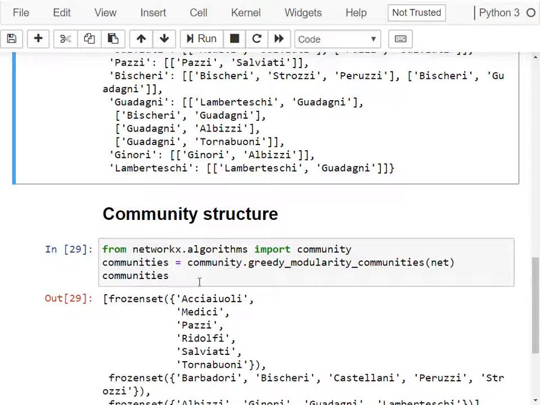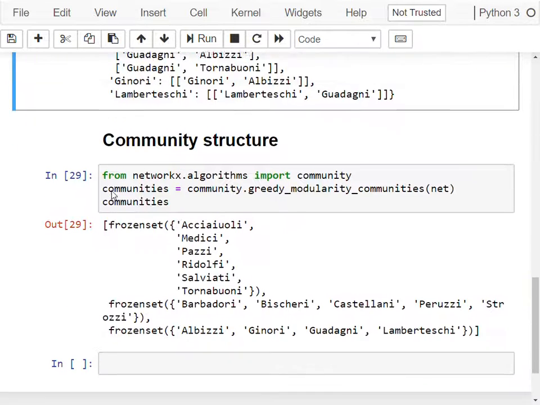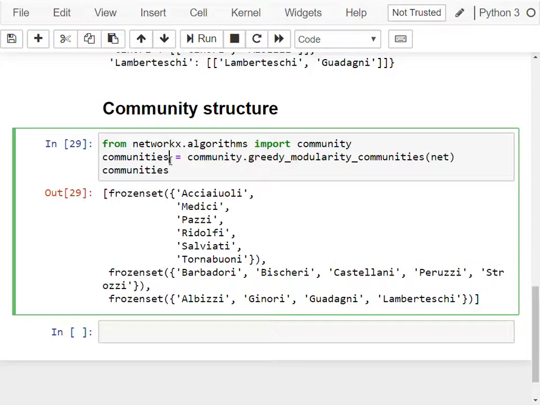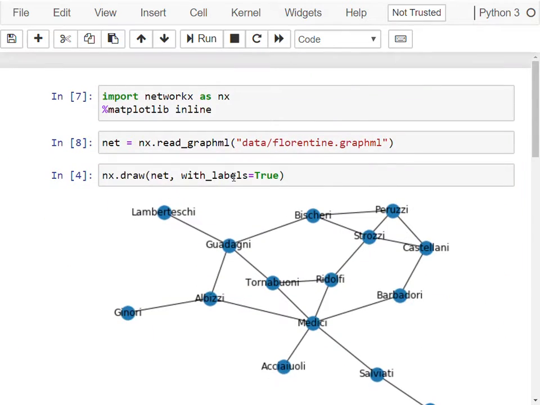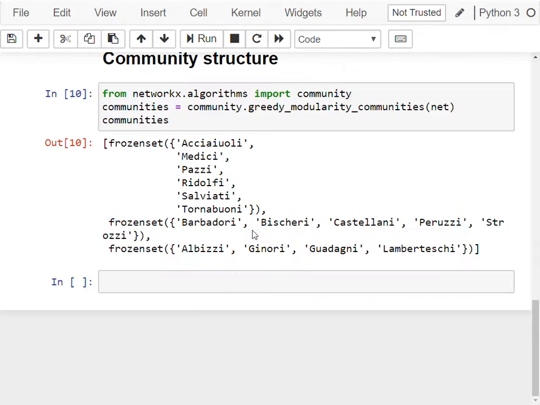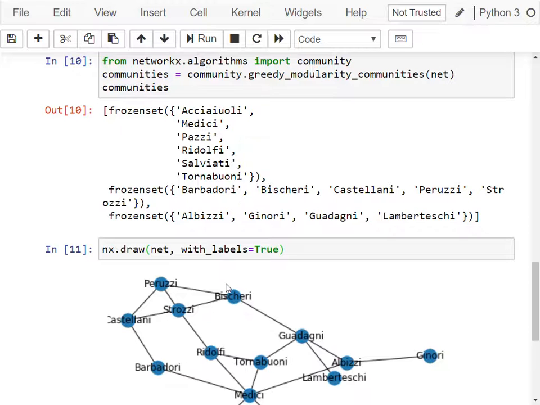We're going to just try one of them called the greedy modularity community algorithm. I'm just going to import the package community, which contains multiple of these algorithms, and we're going to apply it on the network here. Once we apply it, I'm going to actually plot the network again so we can see it side by side with the output of the algorithm.